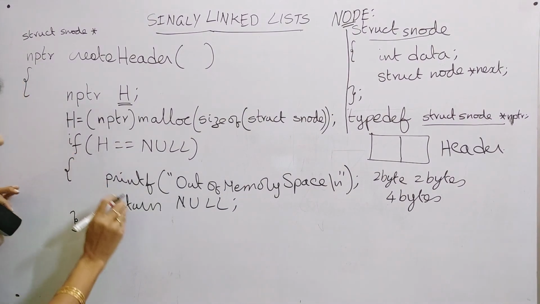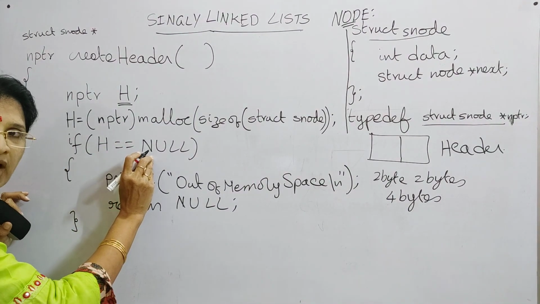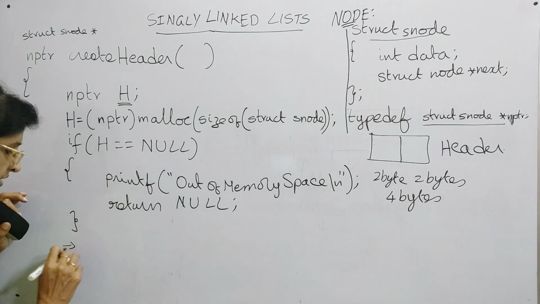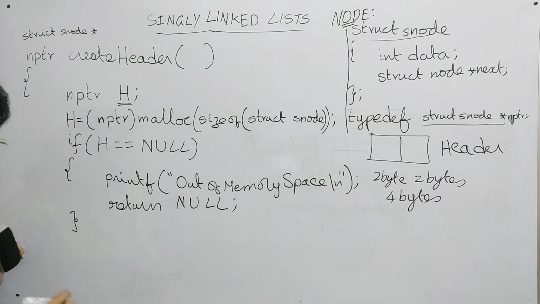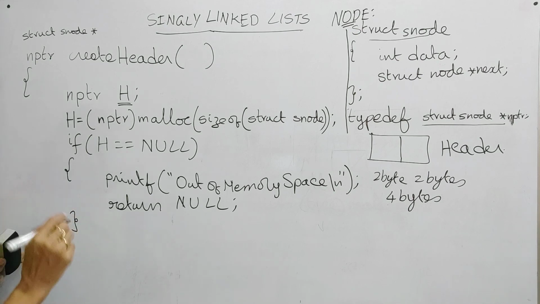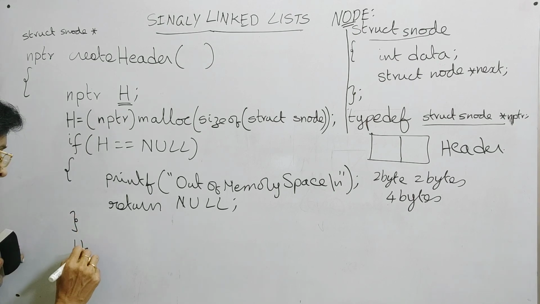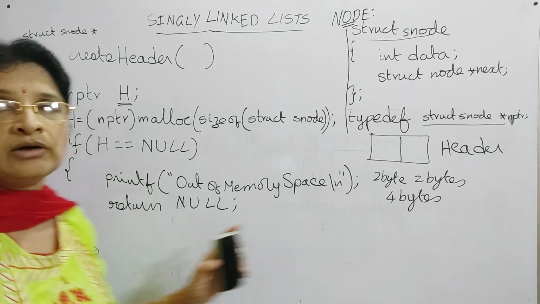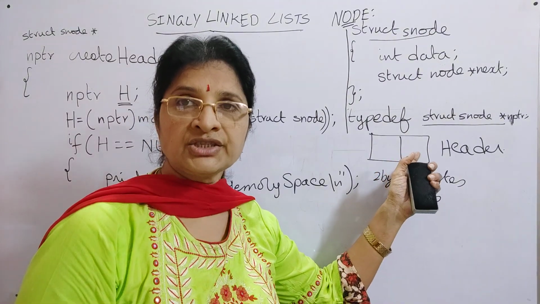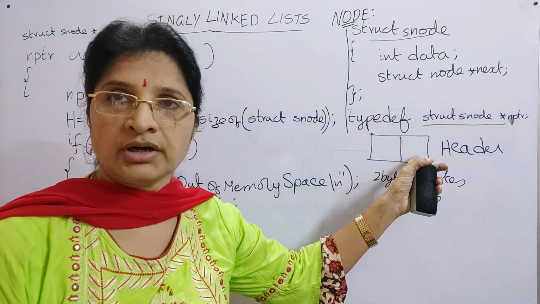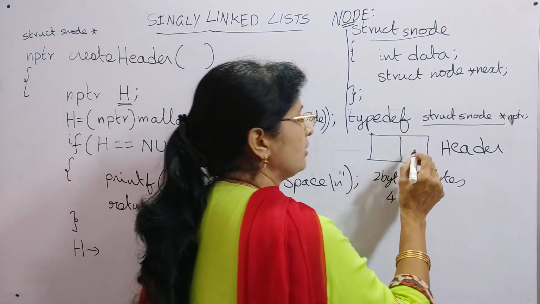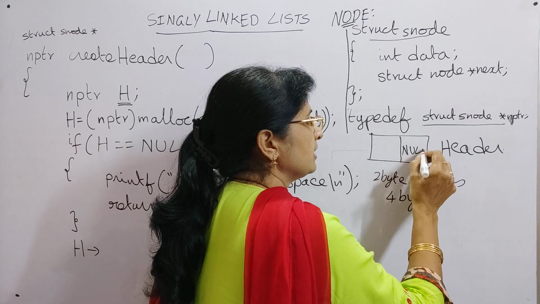Suppose if this condition is false, then it will come to this statement, isn't it? So that means it won't go here and it won't return with null. If it comes to this statement, it indicates that the memory has been allocated to H. So once the memory is allocated to H, then what we have to do? Do we have any list till now? This is the header node. So we don't have any node, isn't it? So that's why you have to place null here.